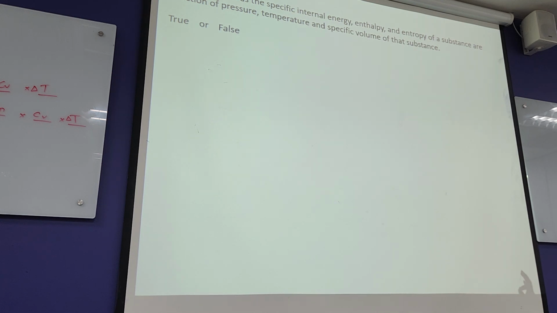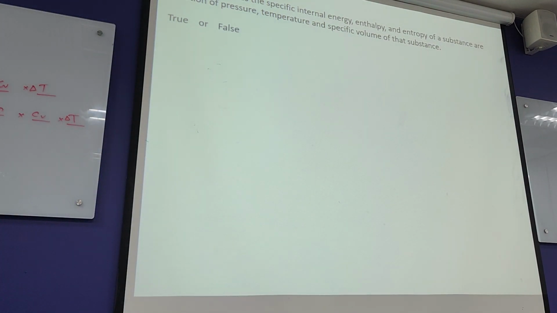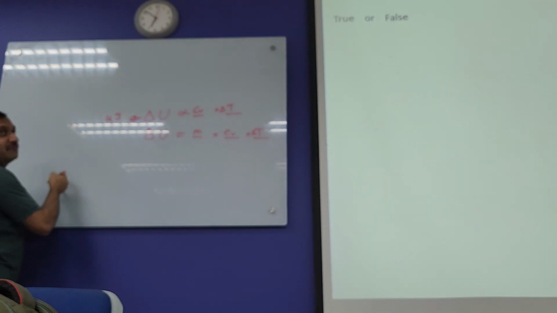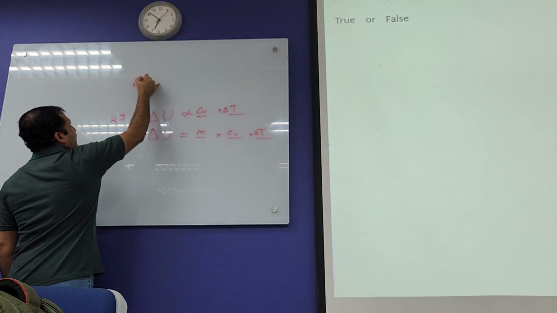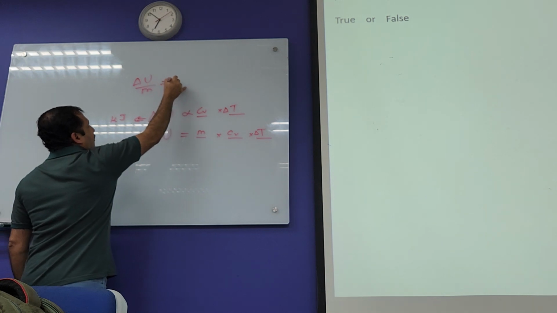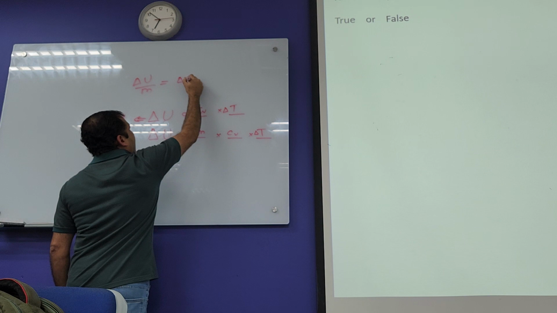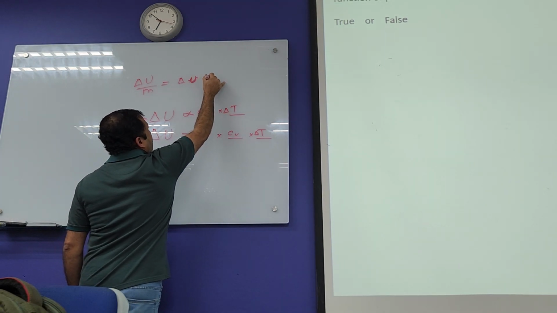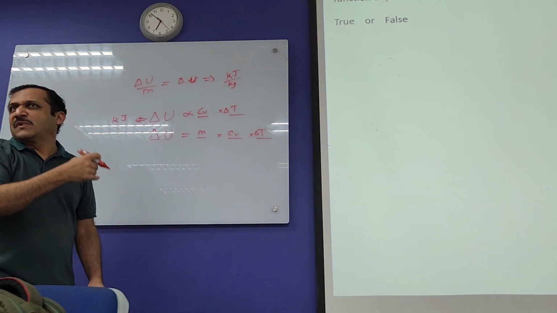Properties such as specific internal energy. Everyone knows what's meant by specific. Specific is per unit mass. So, unit of internal energy will be either joules or kilojoules, whereas specific internal energy, which is, let's say, delta U divided by mass, or delta small u, unit is kilojoules per kilogram. Okay, that's the only difference.